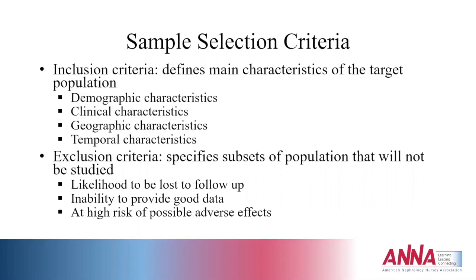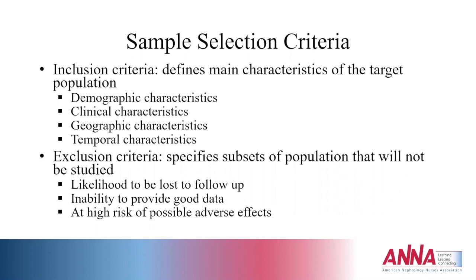Clinical characteristics are those characteristics relevant to the study purpose and research question. In our example, the researcher is interested in those adolescents who are receiving peritoneal dialysis. Thus, the clinical characteristics might state participants must be receiving peritoneal dialysis, or they may state that the participant must have attended high school in person rather than being homeschooled.